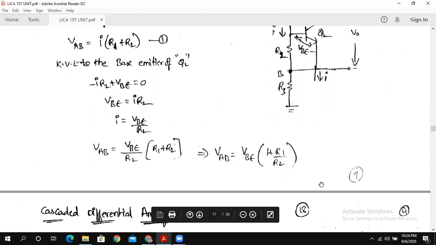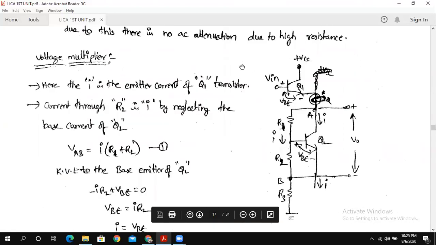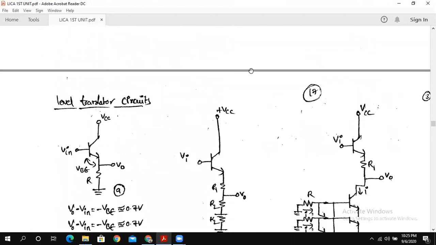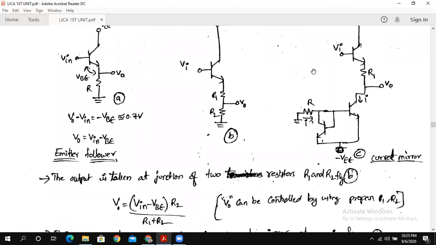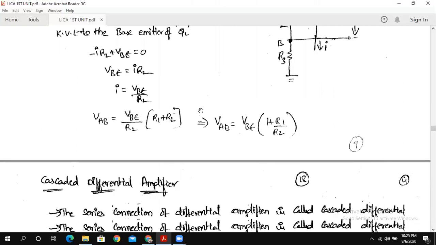So we are going to call this circuit the voltage multiplier circuit also. This is one of the circuits which is going to shift the DC level. So these are the level translator circuits. These three circuits are the level translator circuits, which use a single resistor, a resistance voltage division rule, that is R1 R2, and a current mirror. These three circuits, and we have also discussed the voltage multiplier circuit.